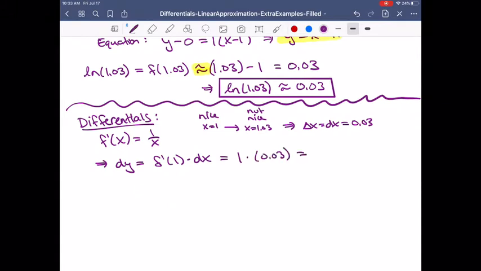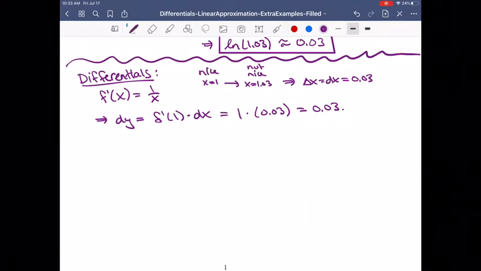So dy is 0.03. Now delta y, which we know is the actual change, is f of 1.03 minus f of 1.